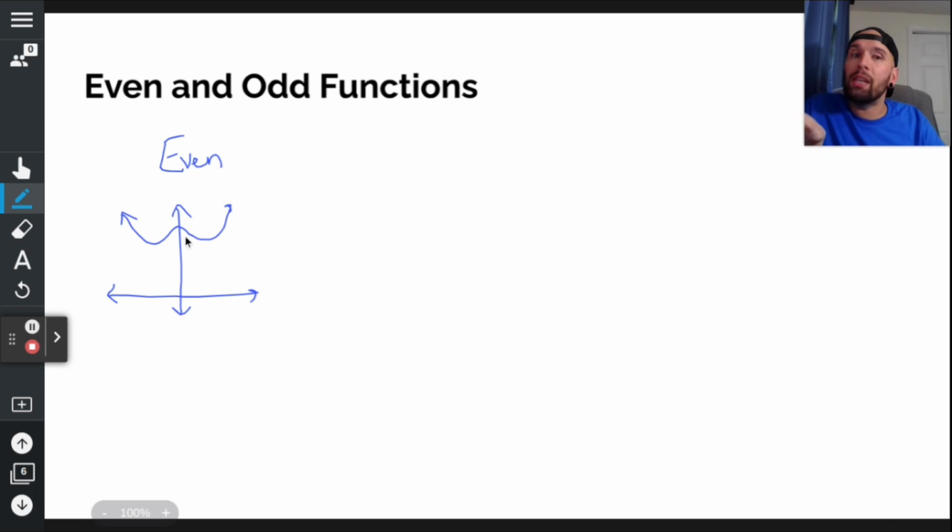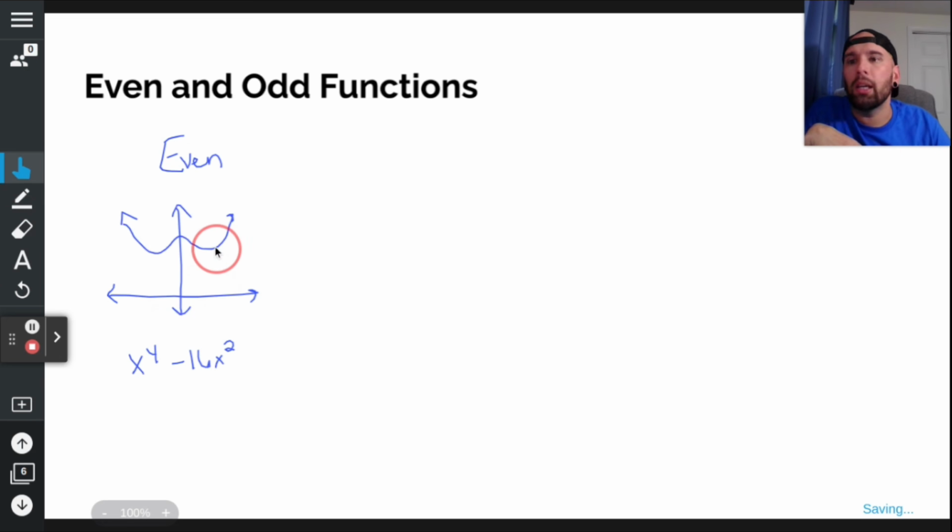Graphically, what an even function looks like is if I were to take the left side of my graph, and if I were to take my y-axis and fold the right side of the graph over, do I have the same exact thing? In other words, is there a reflection over the y-axis? If there is a reflection over the y-axis, it's an even function. So something like x to the fourth minus 16x squared, which is what we saw a couple minutes ago, was an even function because that picture looked something like this. Okay. Let's bring that up.